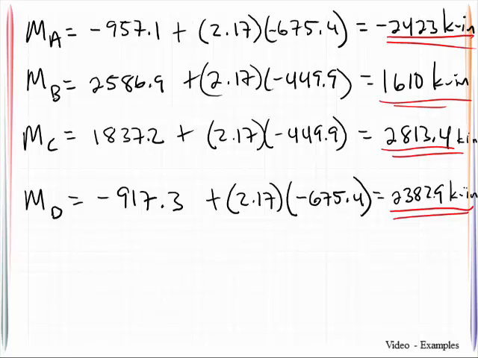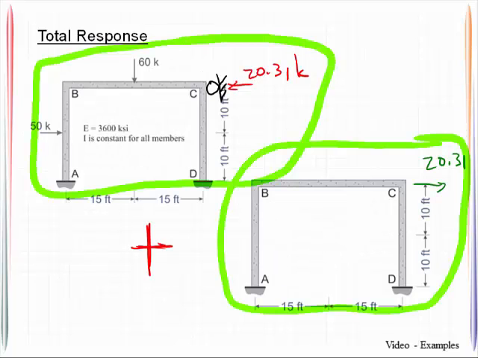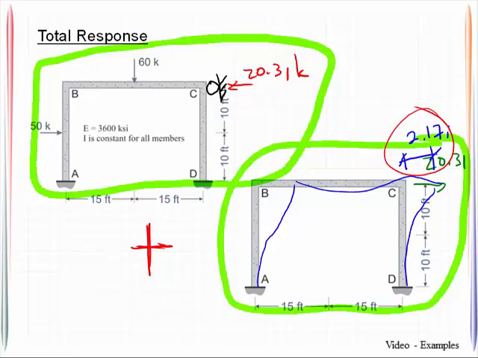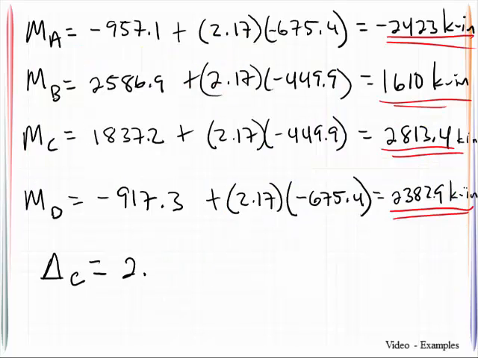To conclude this example, let me just give a comment regarding the displacement at C. We come back here and remember that our total response is the summation of these two structures. And what we have found is that this displacement up here is 2.17 inches. So when you add that displacement to the displacement that's occurring here, the total displacement is 2.17 inches. That concludes this example. As always, it's a beautiful day for studying structures.